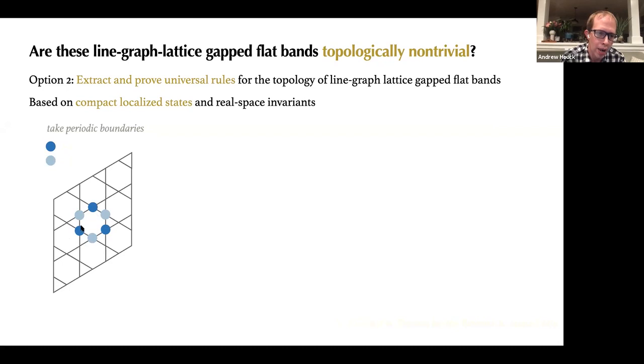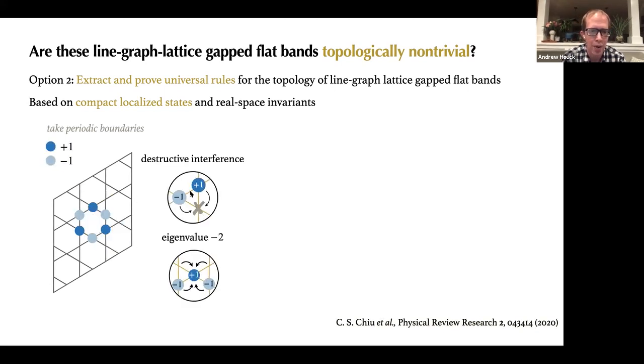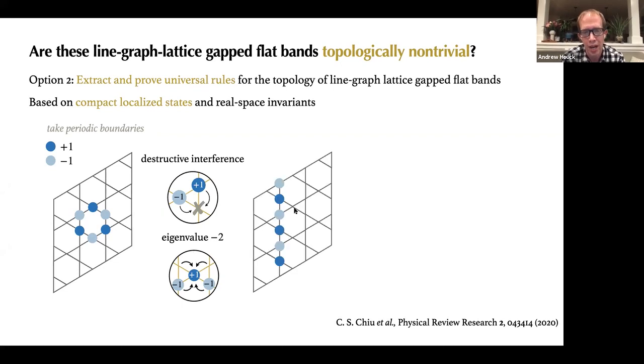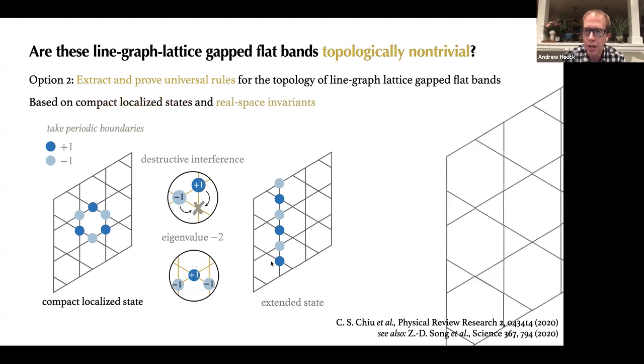In particular, in an even-sided polygon, it's always these even-sided loops of alternating sign that give you the flat bands. When you have that, you can't hop off of this closed ring, because you always get a destructive interference from the -1 and the +1 trying to hop off. But going around the ring, 2 things that are next nearest neighbors will always hop onto their nearest neighbor and give you this eigenvalue of -2. And so you can always find these closed loops. You can also find these extended states, which are the things of interest if you're interested in topology.